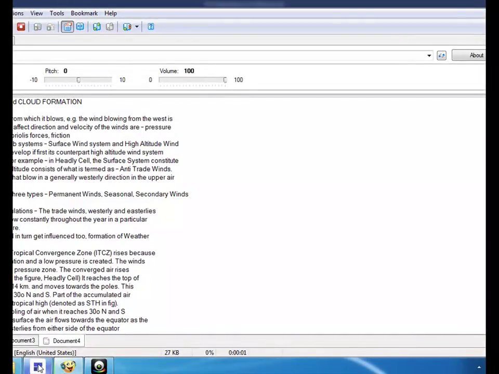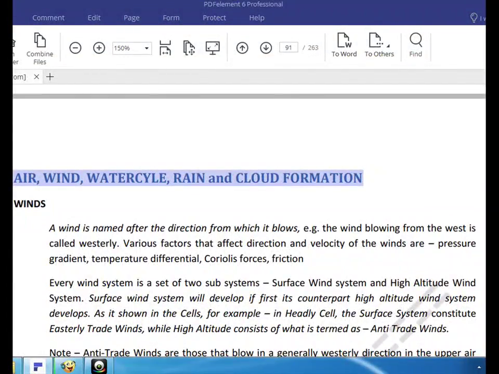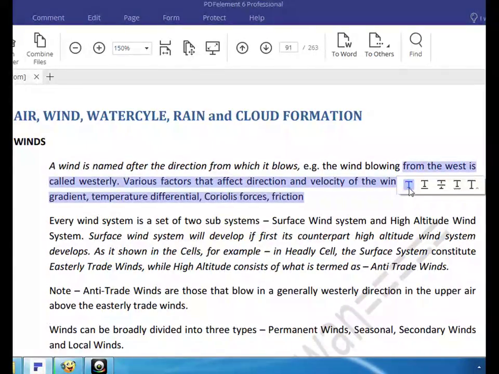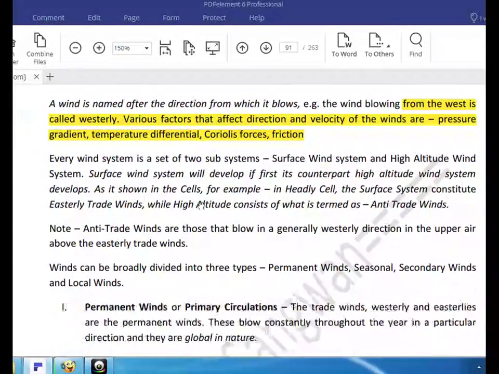Air, wind. Rain and cloud formation winds. The wind is named after the direction from which it blows. E.g., the wind blowing from the west is called westerly. Various factors that affect direction and velocity of the winds are pressure gradient, temperature differential, Coriolis force, and friction.